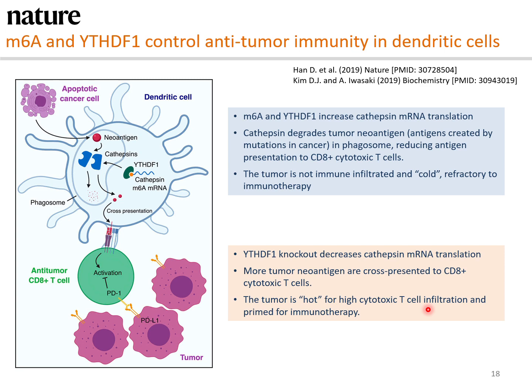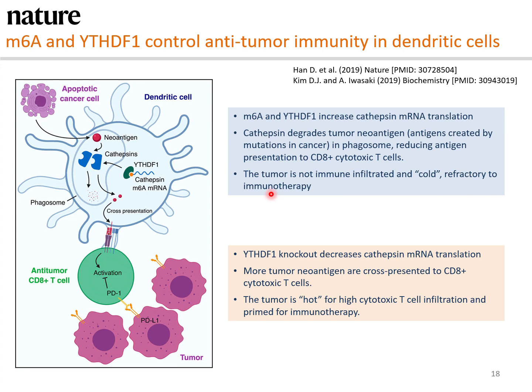In this particular example, m6A controlling anti-tumor immunity, published in Nature a few months ago, m6A modification and its YTHDF1 reader control the target cathepsin mRNA translation. Higher m6A level increases the translation of cathepsin. The increased cathepsin protease degrades the captured tumor antigen in the dendritic cells, preventing antigen presentation to CD8+ cytotoxic T cells for tumor killing. Tumors like these are called cold tumors, which are refractory to immunotherapy.